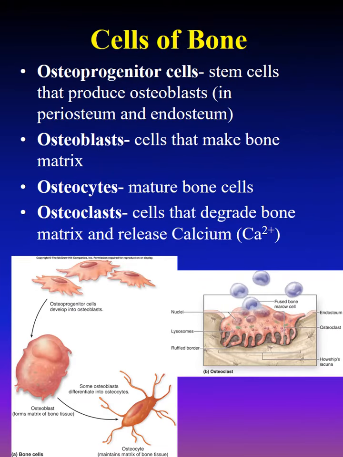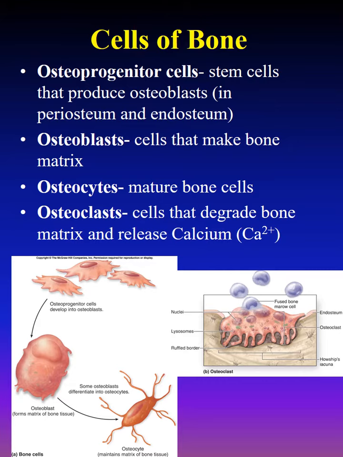There are four main types of cells that we find within bone connective tissue. The first are osteoprogenitor cells, and these are going to be the stem cells that are derived from the mesenchyme. When they divide, they produce another stem cell, or osteoprogenitor cell, and then another committed cell that becomes an osteoblast. And so we find osteoprogenitor cells within both the periosteum and the endosteum.